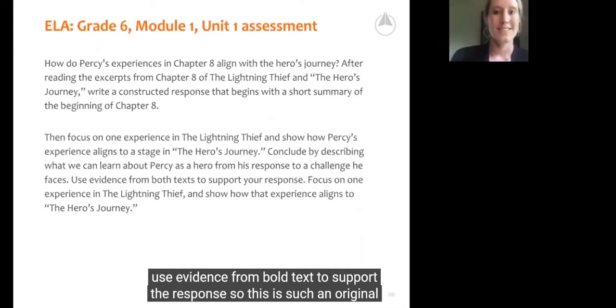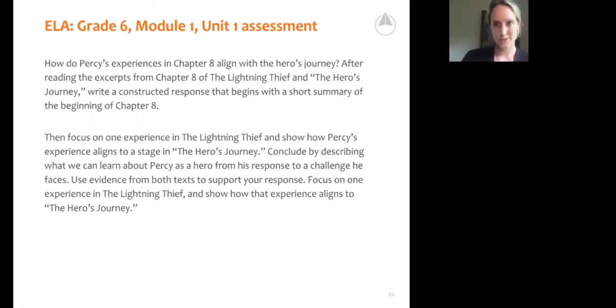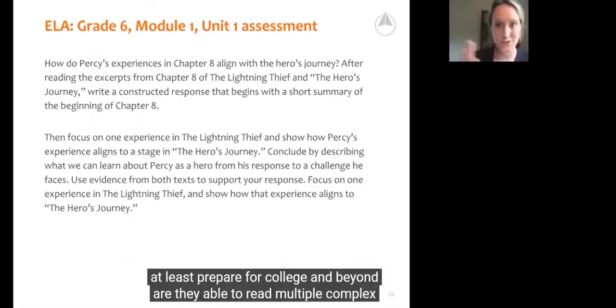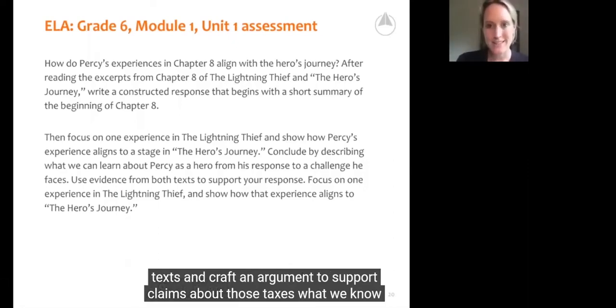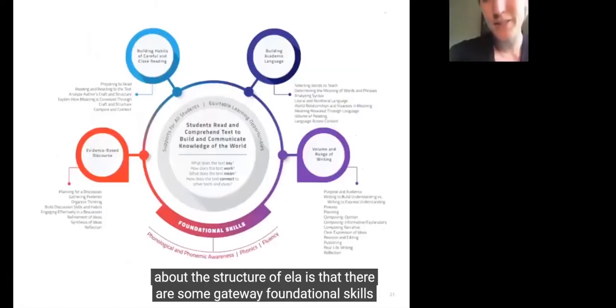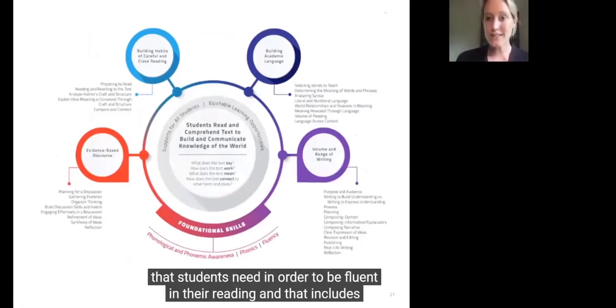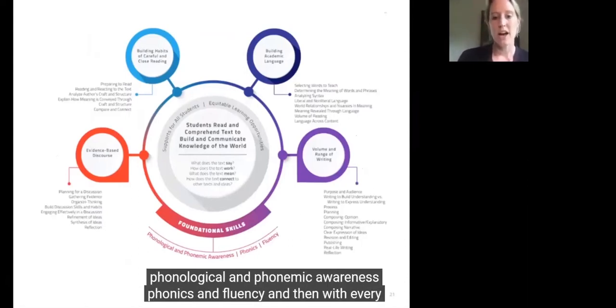So this is such a rich problem, and it's so relevant to students' success as they prepare for college and beyond. Are they able to read multiple complex texts and craft an argument to support claims about those texts? What we know about the structure of ELA is that there are some gateway foundational skills that students need in order to be fluent in their reading. And that includes phonological and phonemic awareness, phonics, and fluency.